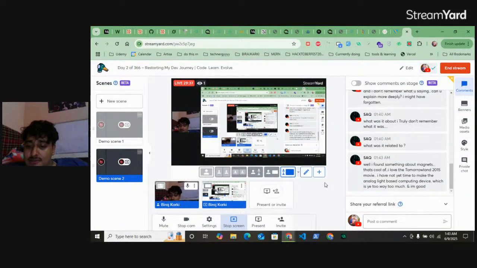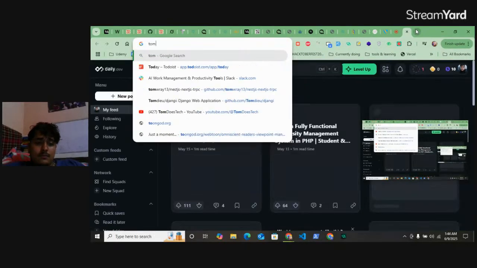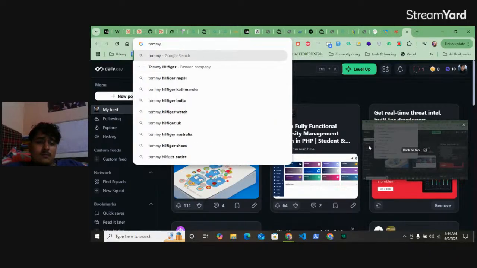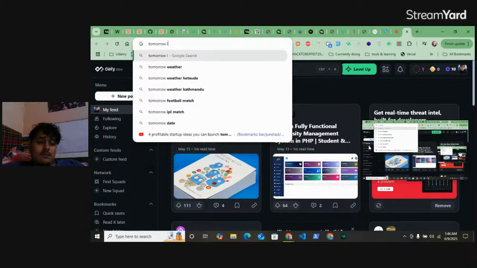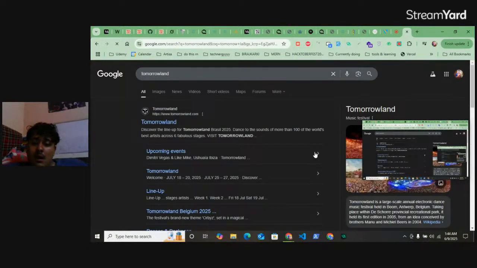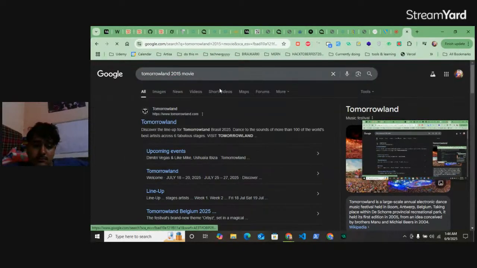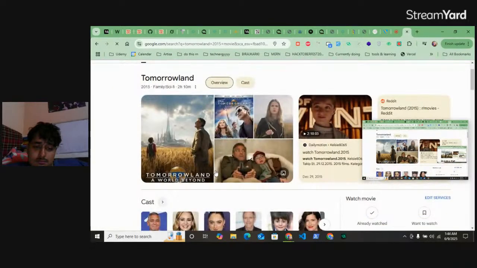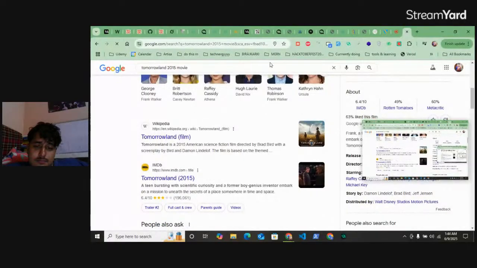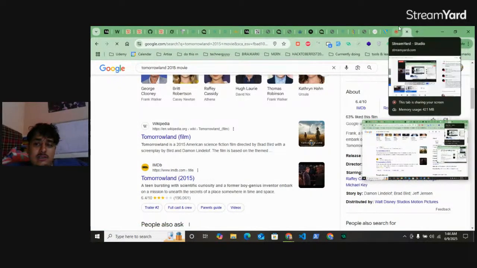Well, I found something about magnets that's really cool. I love the Tomorrowland 2015 movie. I have not yet had time to make the analog light-based computing device, which is yet to wait. Tomorrowland, okay. I will be watching this movie when I get free, okay, bro.